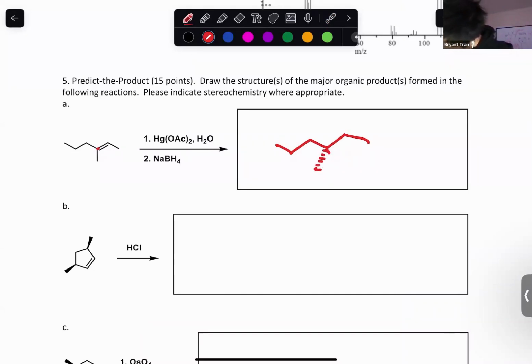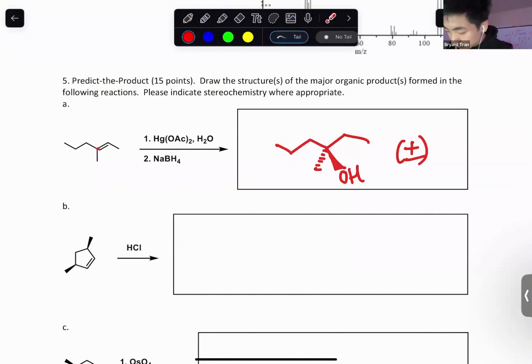And it could be a wedge or a dash. Let's choose a wedge, OH. And I'm going to put plus-minus right here because it could have been reversed. This alcohol could have been dash, and this metal here could have been wedged.